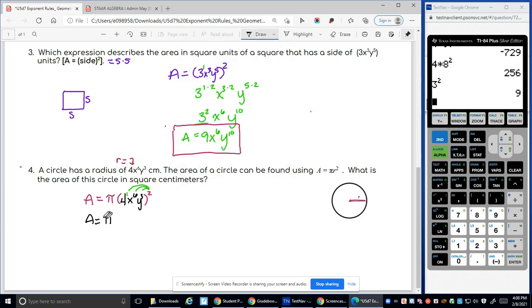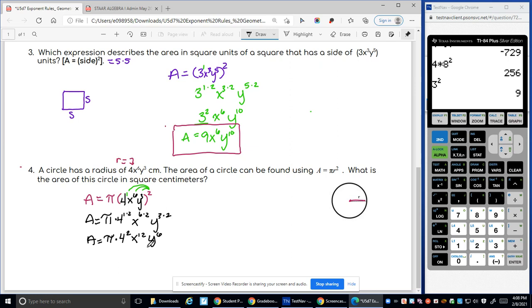So let's write this out. A is equal to pi. We're going to pretend that's a pi. And then times 4 to the power of 1 times 2, x to the power of 6 times 2, and y to the power of 3 times 2. Okay, let's clean it up a little bit. Get a better looking pi there. Times 4 to the power of 2, x to the power of 12, and y to the power of 6. Okay, I like them in alpha order, so that's pretty good.